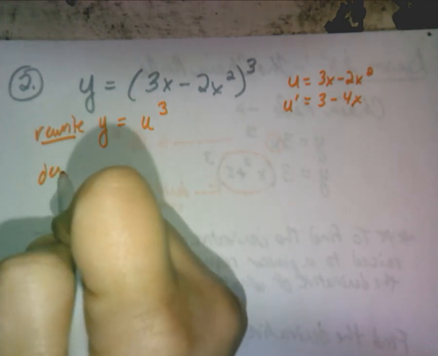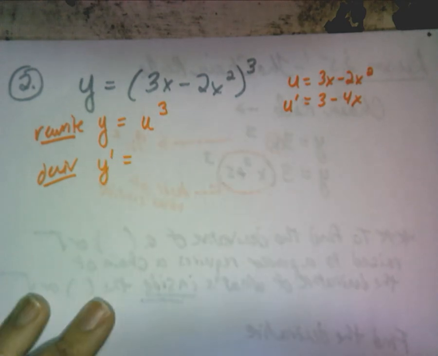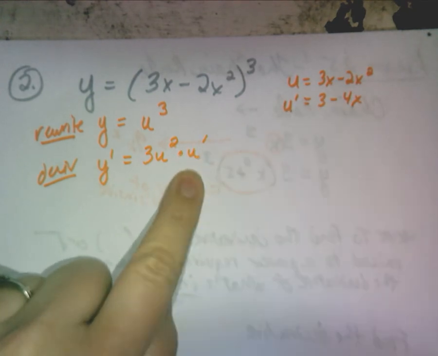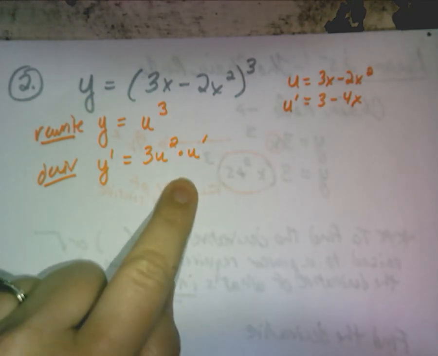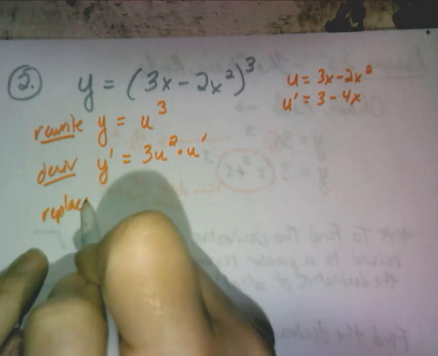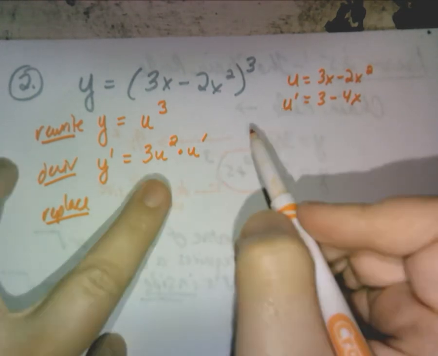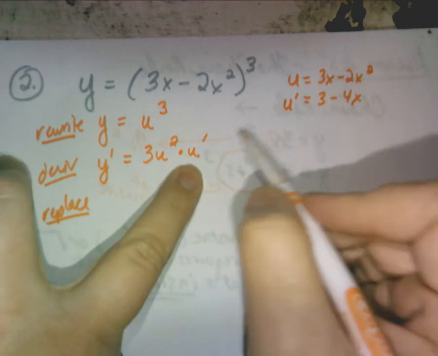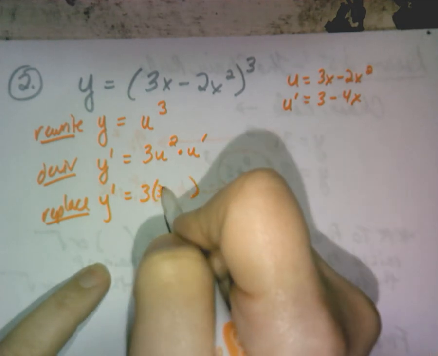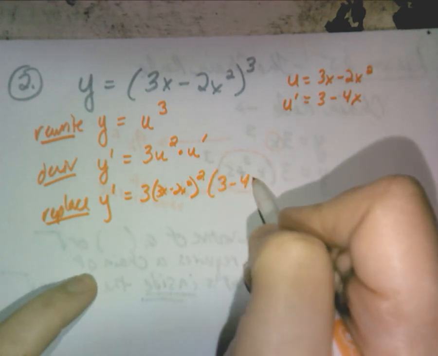You're going to now take the derivative of the u stuff. So take a derivative, and what would you get? 3u squared, and you're going to attach what's called the chain derivative, u prime. Correct? Yes. Now what's my last step? To replace the u's. So I'm going to replace my u's now. Wherever you see a u, you put what your u was. Wherever you see u prime, you put the derivative part. So you would have 3 times 3x minus 2x squared, squared, times the 3 minus 4x.